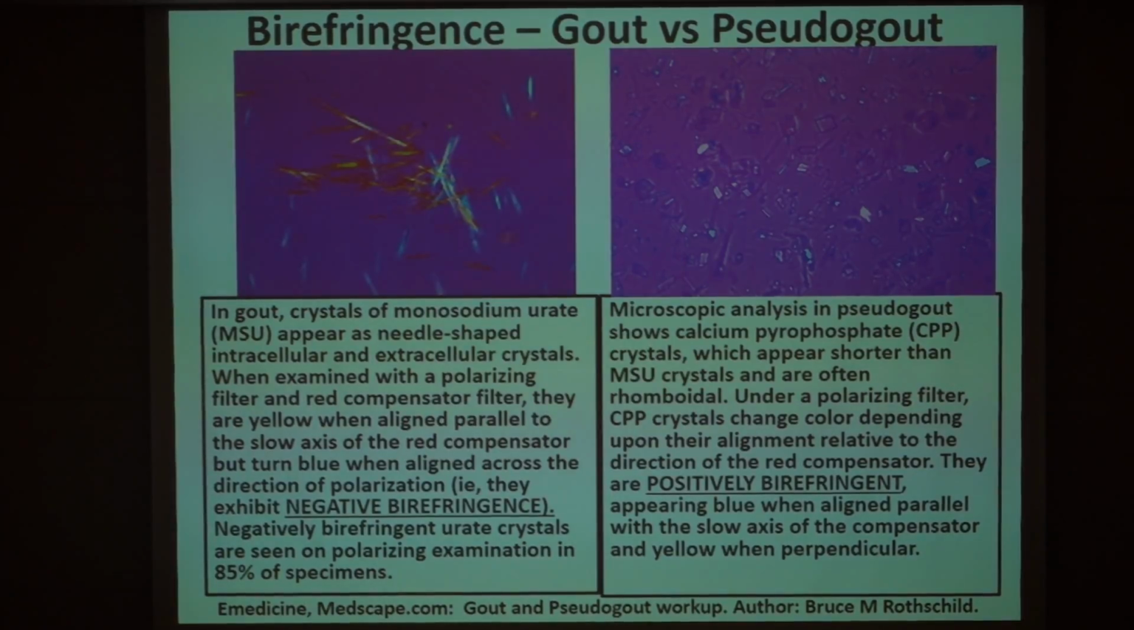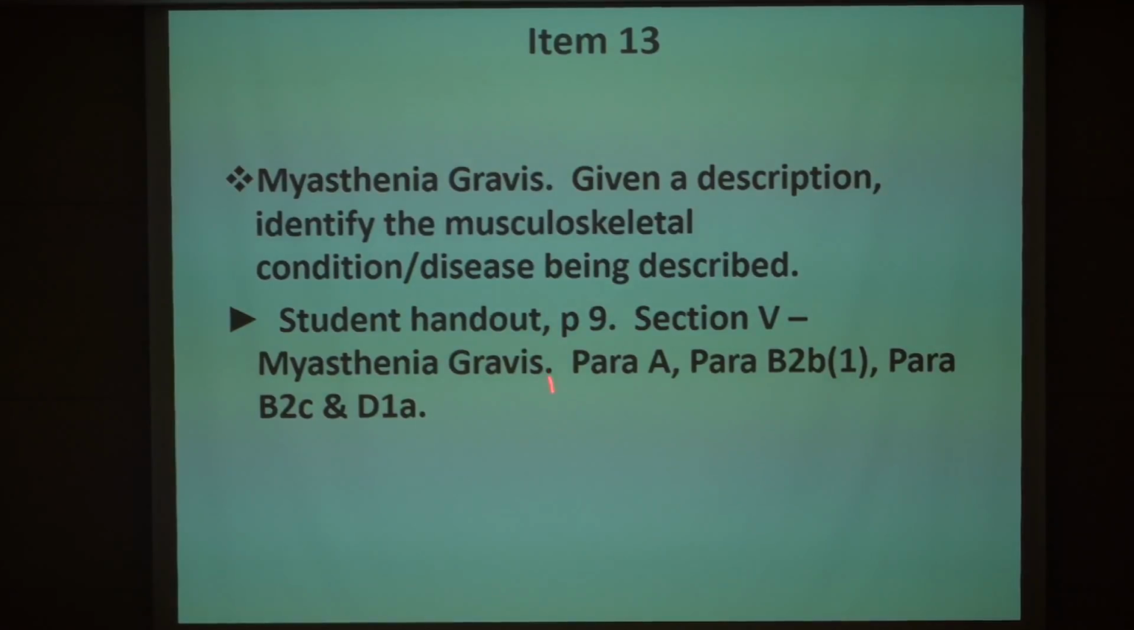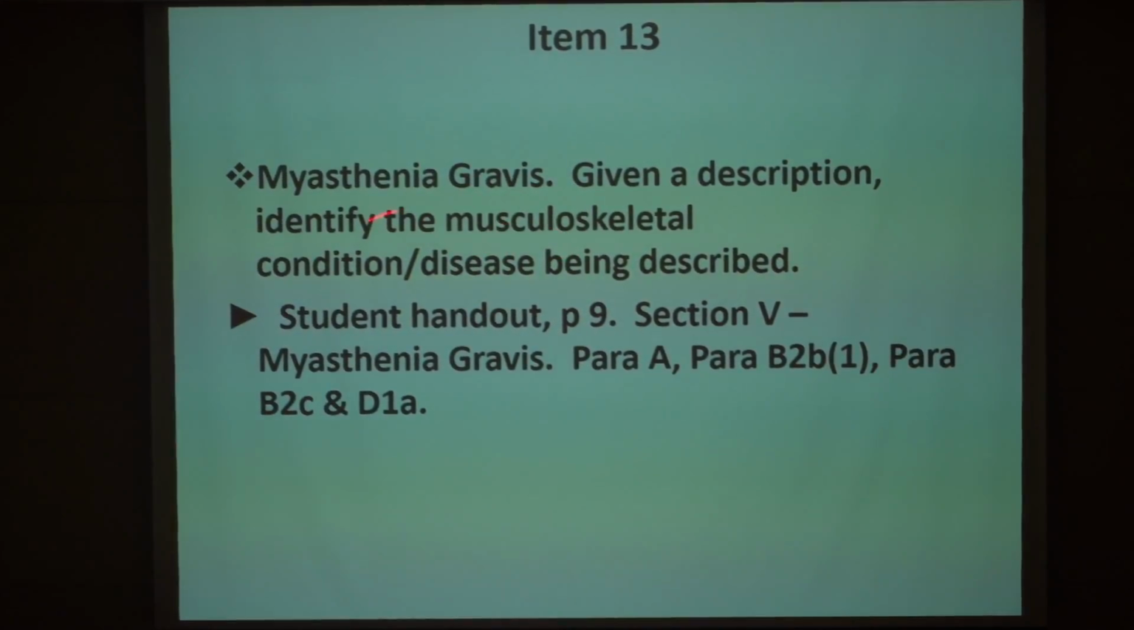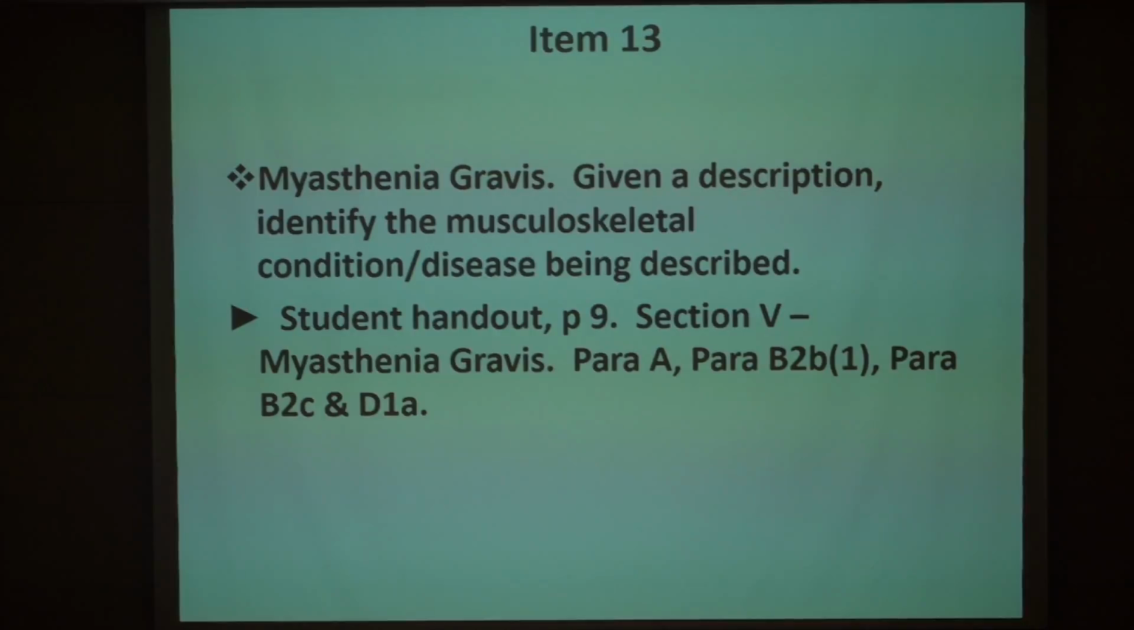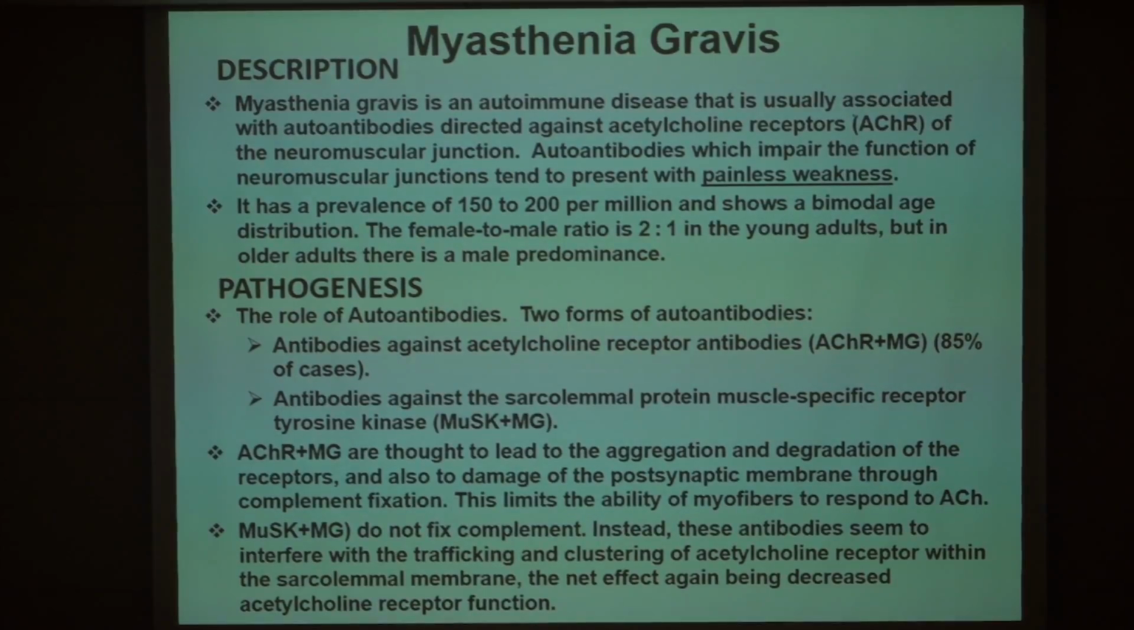So know those, read and understand the difference between crystals, because once again, I'll give you a description and ask you to tell me what is the characteristic of a specific type of crystal. Item 13, myasthenia gravis. I'll give you a description, identifying a specific musculoskeletal condition or disease, and you've got to tell me what it is. In this case, it's myasthenia.